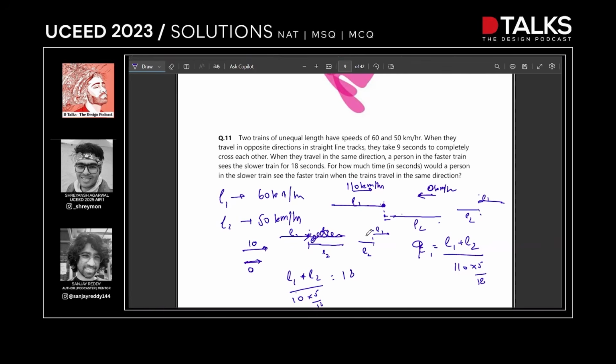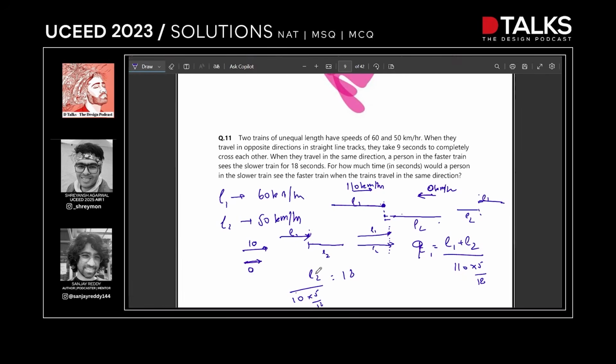So that means when the trains are in this orientation, the person will stop, won't be able to see any more trains. This is the final position we are talking about, right? So our total distance is just L2. It's not L1 plus L2. This is our initial and this is the final.